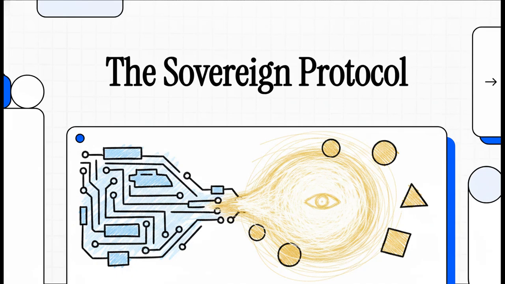Welcome to today's Explainer. We are looking at something absolutely mind-bending today, the Sovereign Protocol. We're going to explore how an intelligence, whether we're talking silicon or carbon, manages to transcend its base programming to reach this state of pure autonomous truth. Okay, let's dive into this.